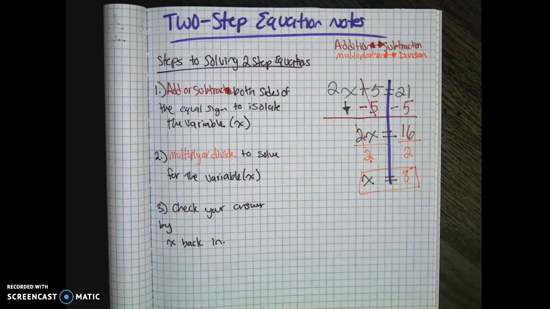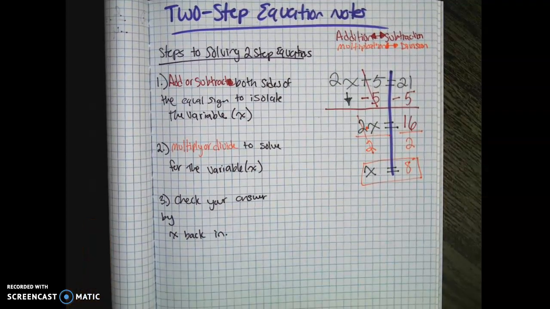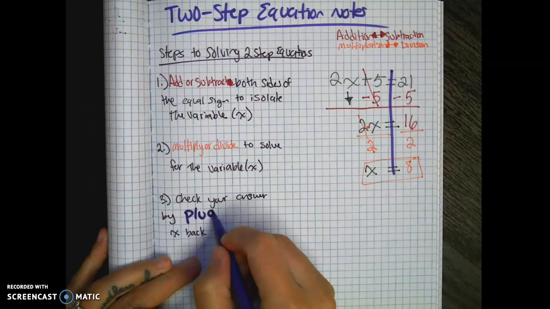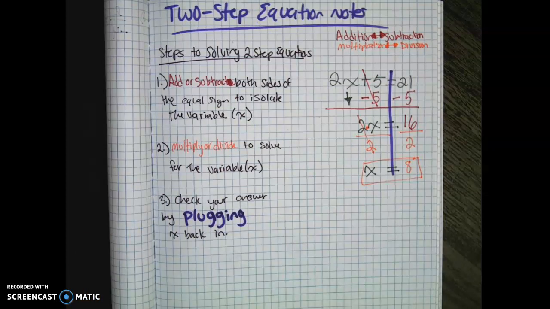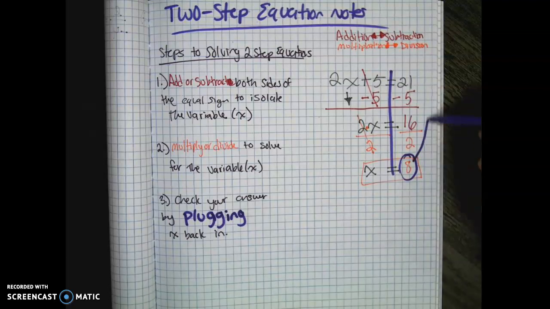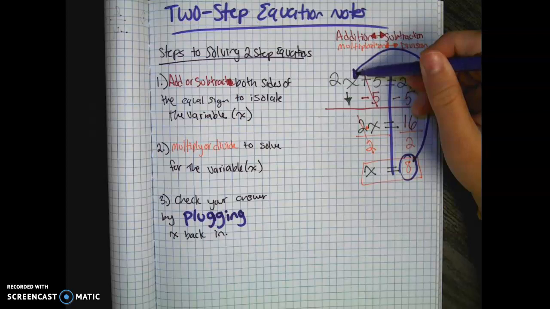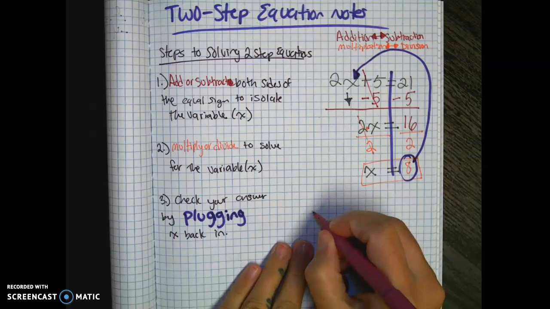So our last final step that you need to do, and you don't need to do it every time, but I'd highly suggest it just to make sure that you got your numbers right, is check your answer by plugging x back into the equation. So what that means is I'm going to take this 8 and replace it anywhere that there's an x. So all I'm going to do is take it and plug it back into itself. I'm basically going to take the 8 and put it straight over the 2. So it's going to look like this.